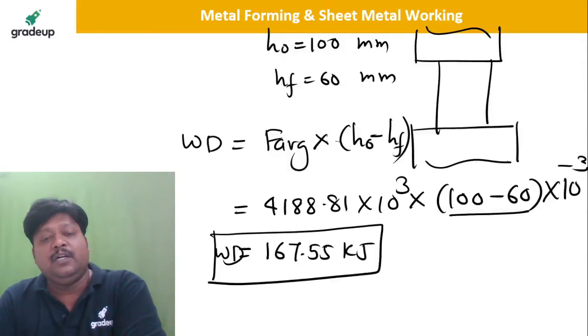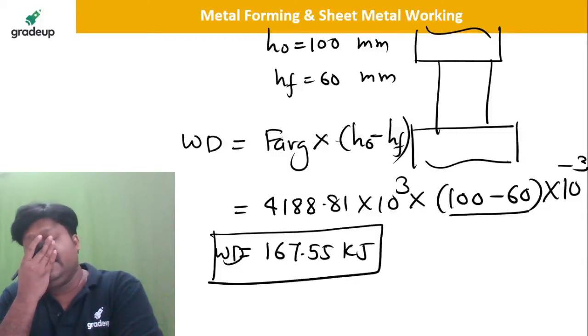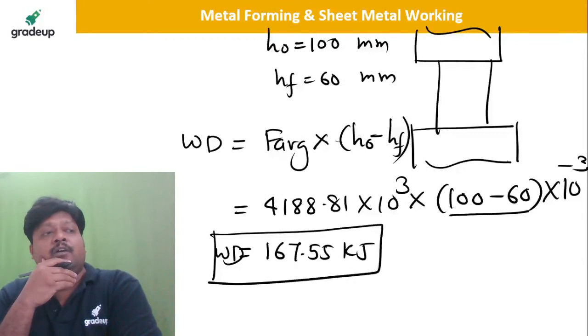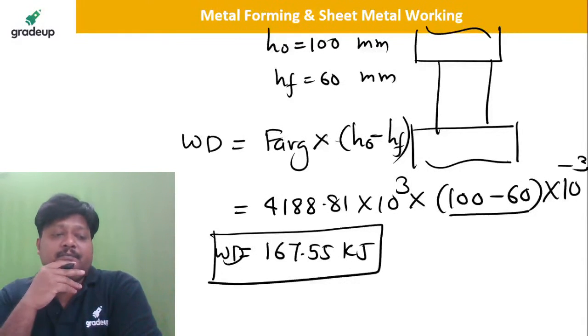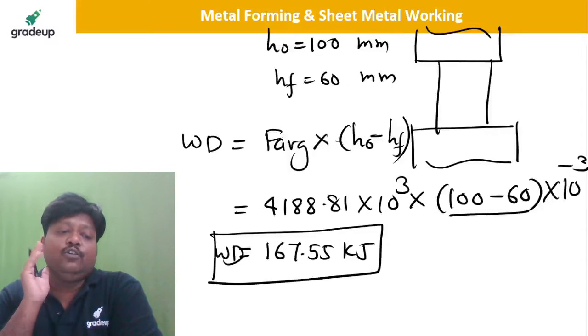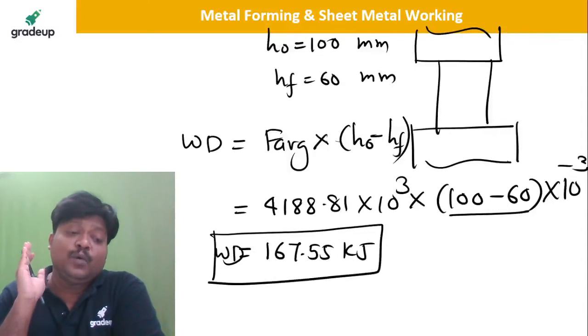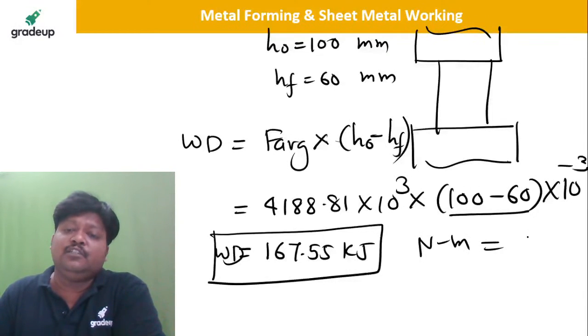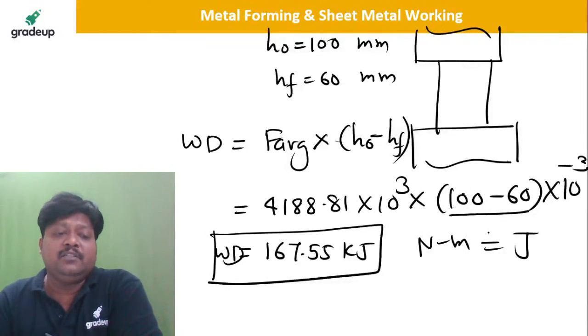Yes, Kalpana, very good. 167.3 kilojoule. So you are saying in joule, that is correct. I hope it is clear. It is kilojoule, joule, not kilonewton. This is the work done, Newton into meter, which is nothing but the joule. Please remember this. Very good.